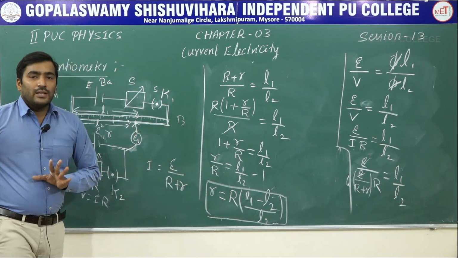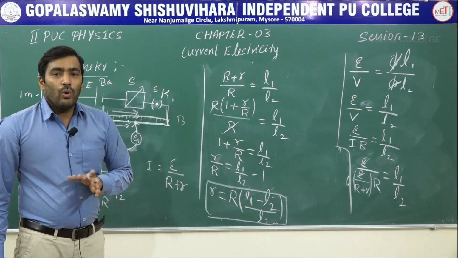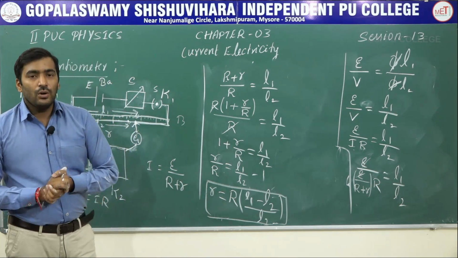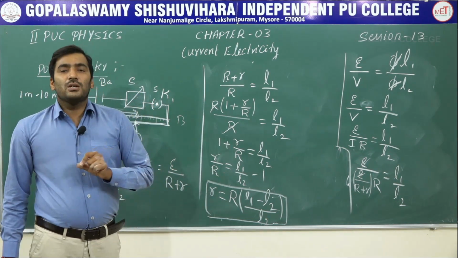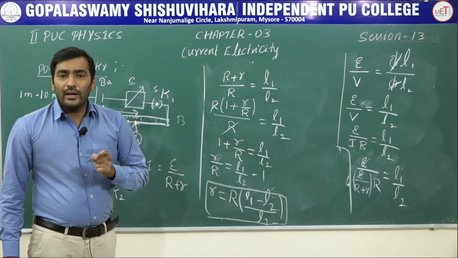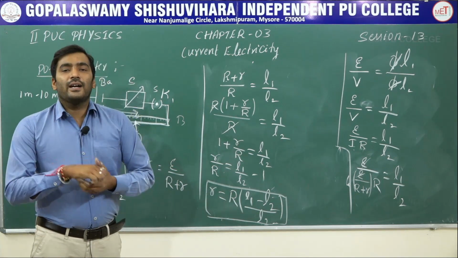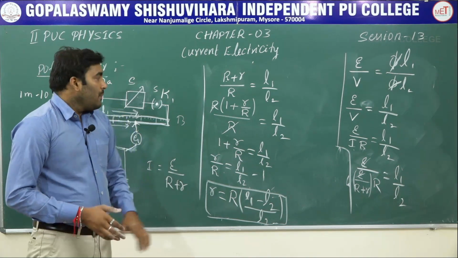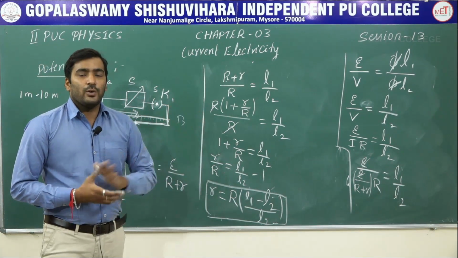In this class we have studied how a potentiometer works, or how a potentiometer measures the potential difference across the circuit. We defined that a potentiometer is a device which measures the potential difference across the circuit accurately. We use the term accurately because a voltmeter draws some current from the circuit, so the value may not be accurate. But if you measure using a potentiometer, it shows the accurate reading.